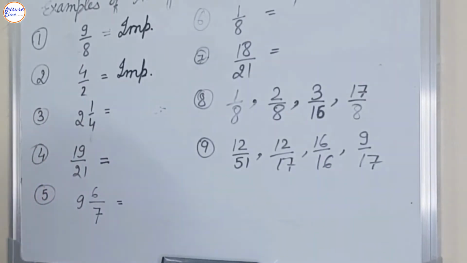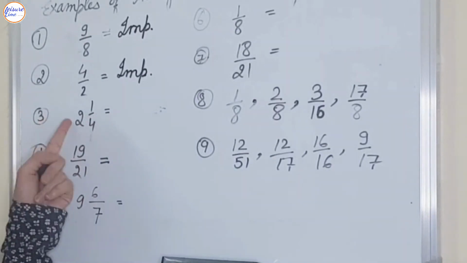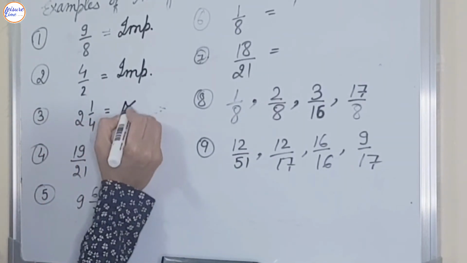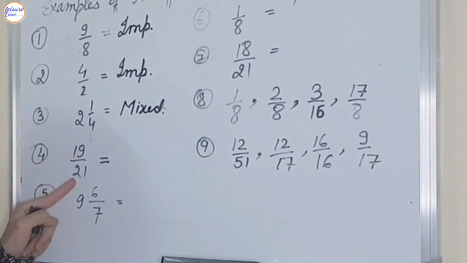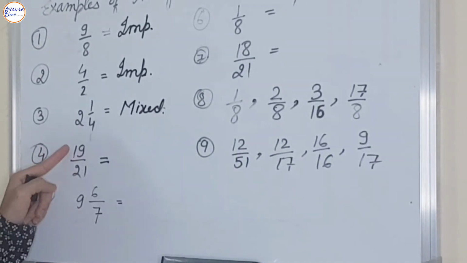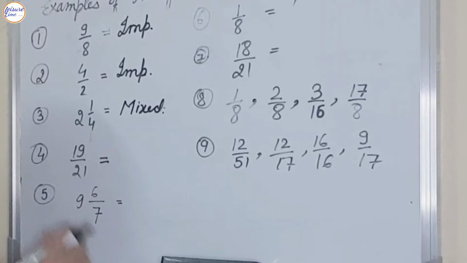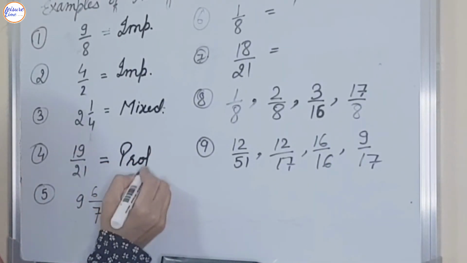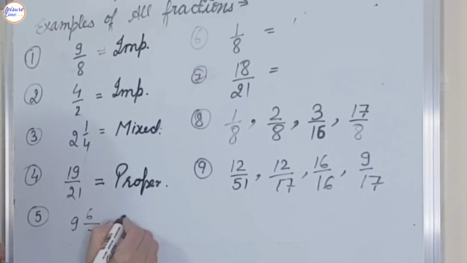Now come to example number 3, 2 and 1 by 4. You can see easily that this kind of fraction is a mixed fraction. Now example 4, 19 divided by 21. 19 is the numerator and 21 is the denominator. 19 is less than 21, so the numerator is less than the denominator. This kind of fraction is a proper fraction. Now example number 5, 9 and 6 divided by 7. This kind of fraction is a mixed fraction.